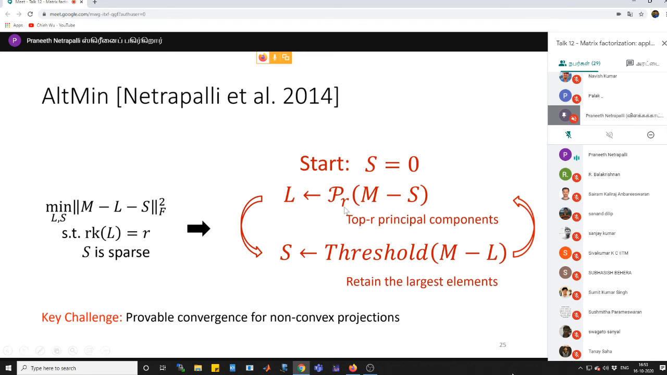So if you look at it, actually both of these are projection steps. So this is projection onto the set of low rank matrices, and this is projection onto the set of sparse vectors, right? This alternating projection approach has been studied for convex sets, but the key challenge here is that both the low rank set and also the sparse set are non-convex sets, and the key challenge here is to prove convergence of this approach for these non-convex projections. So is the algorithm clear?